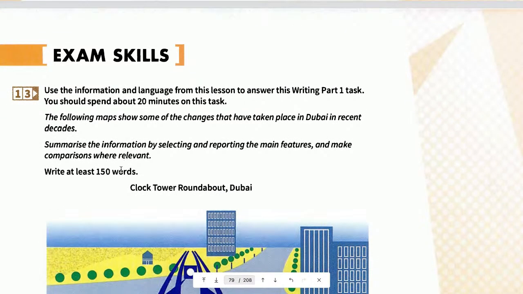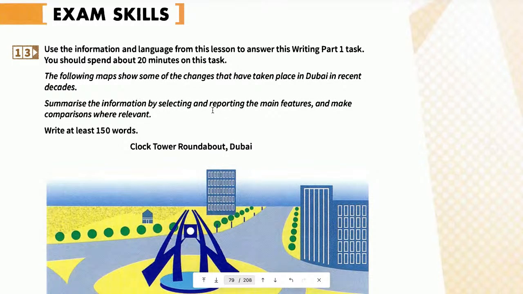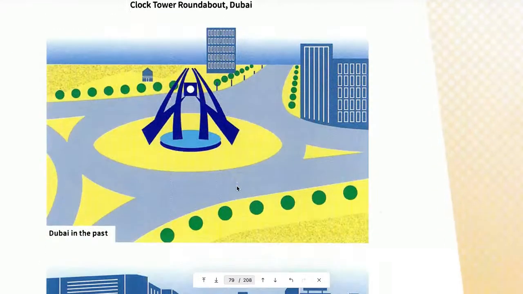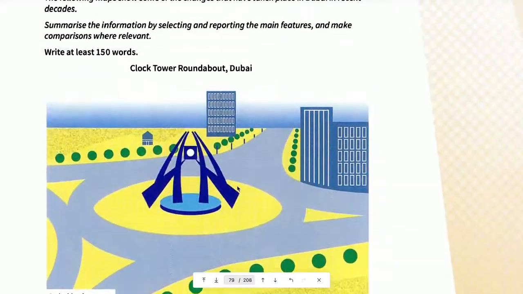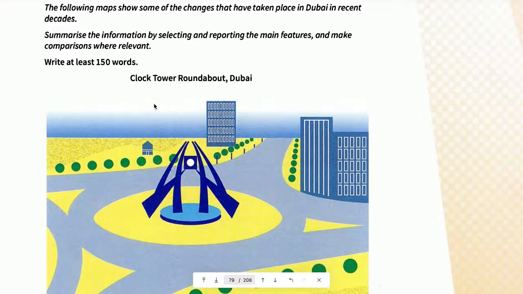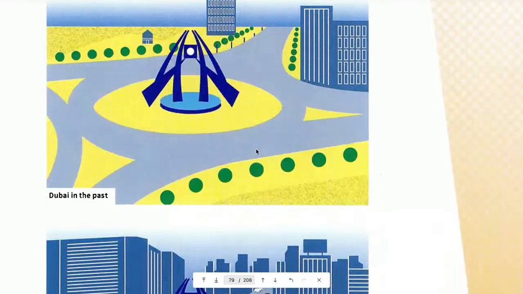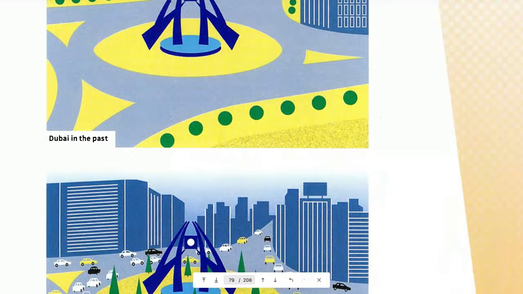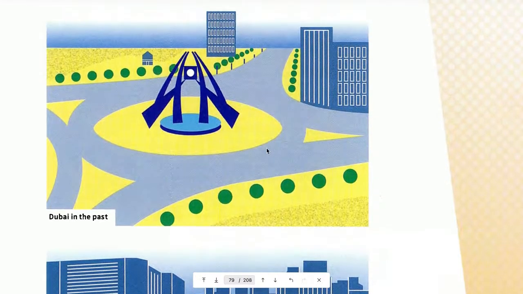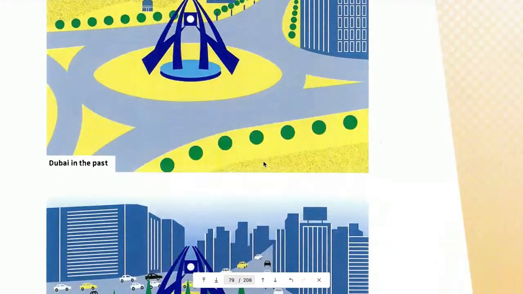Now what you have to do: summarize the information by selecting and reporting the main features and make comparisons where relevant. Write at least 150 words. So this one you know. Basically you need to write at least 150 words within 20 minutes. So what is the structure? First you need one introduction, and then you have the body, and in the end you need one overall conclusion. Normally we say the overall, okay? And for the body you need 2 paragraphs.